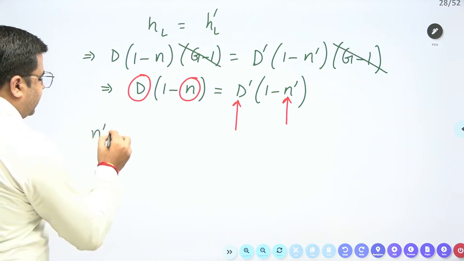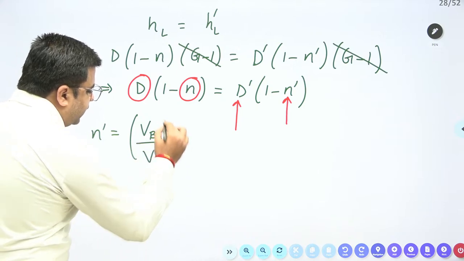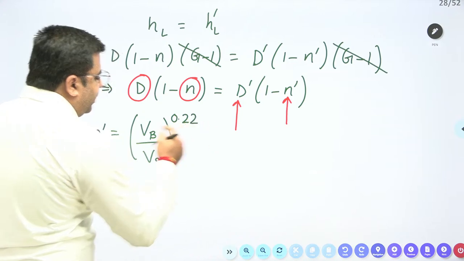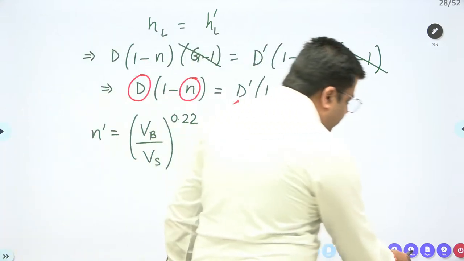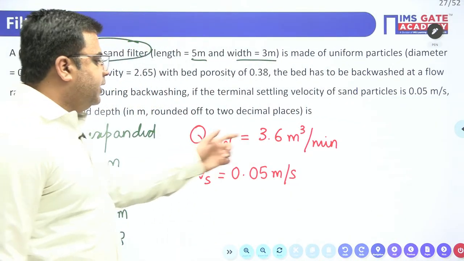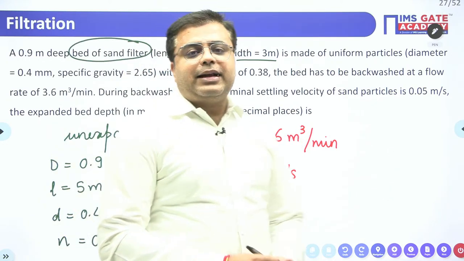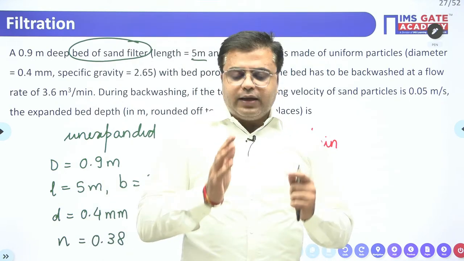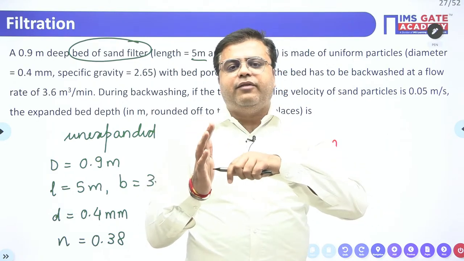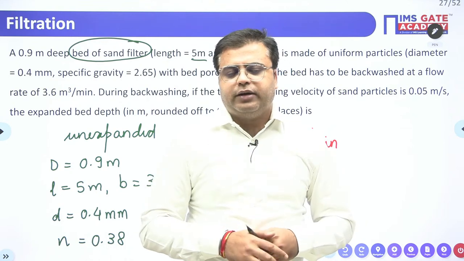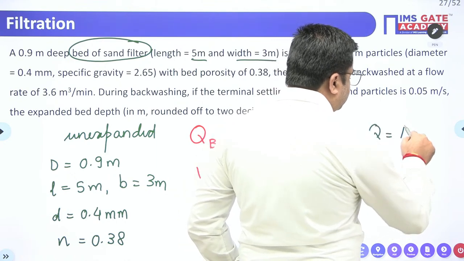In order to calculate the porosity of the expanded bed, this N dash can be calculated as (VB by VS) raised to the power 0.22, where VB is the backwash velocity. In the question, we are given the discharge, that is 3.6 meter cube per minute, right? In my class, I have already told you, if we consider any discharge, then corresponding to that discharge, for the continuity equation, Q is equal to A into V.